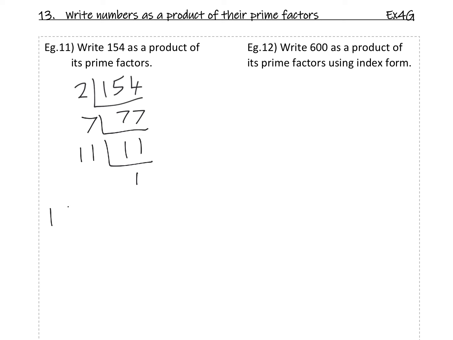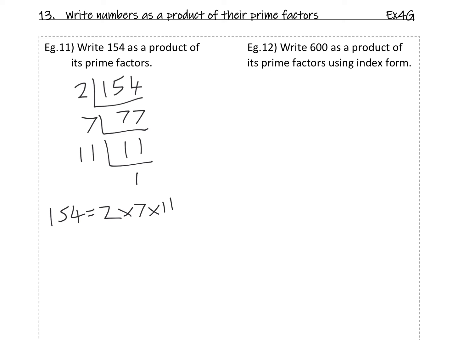So 154 can be written as 2 times 7 times 11. 2, 7 and 11 are the prime factors which divide into 154. And this is written as a product of prime factors. Product meaning multiplication. So if you did 2 times 7 to get 14 and times it by 11, you'll get 154. So that's 154 written as a product of its prime factors.